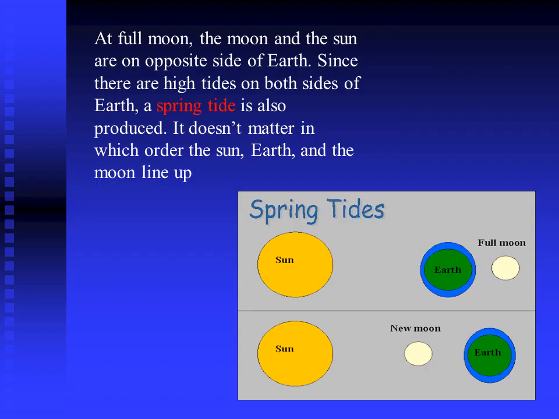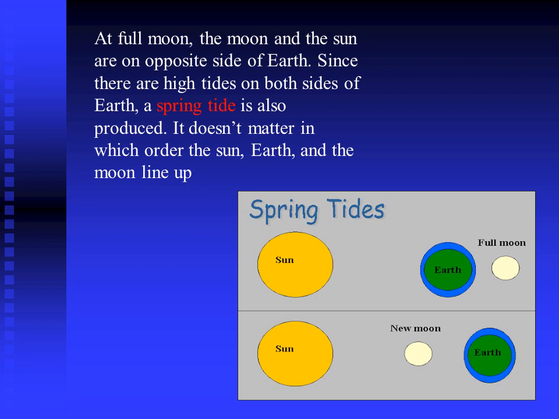Now you can see in the picture, at full moon the moon and sun are on opposite sides of earth. Since there are high tides on both sides of earth, a spring tide is produced.